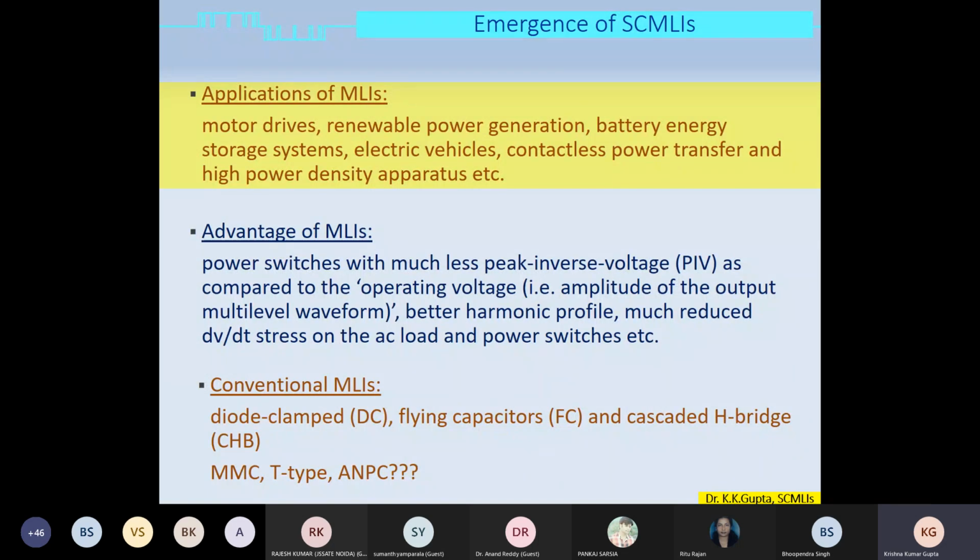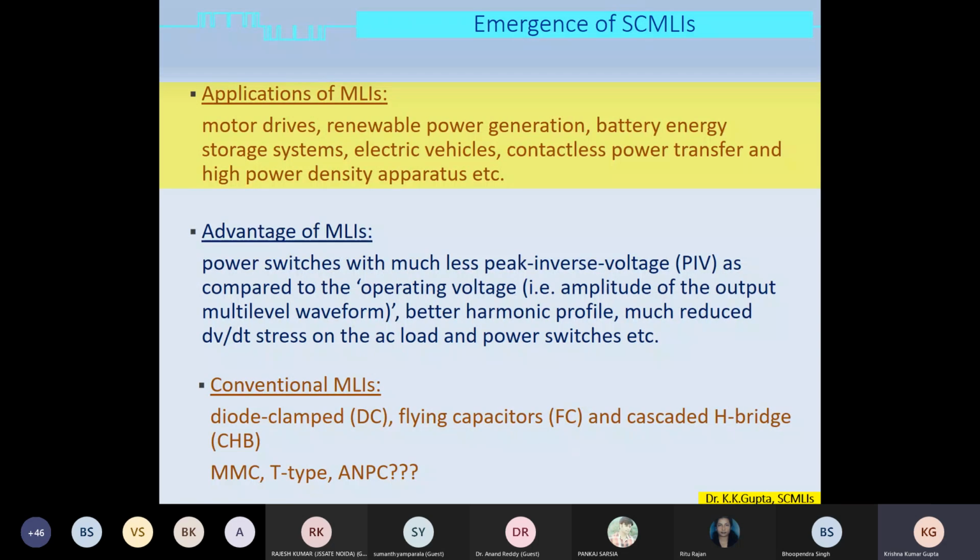Additionally, high power density apparatus, which is going to play a major role in power systems for data storage applications. For data centers, we need renewable energy, and since the cost of real estate is too much, high power density apparatus is required. So multi-level inverters are playing an important role in coming up with high power density apparatus for such applications where renewable energy is being employed for data centers and places like that.